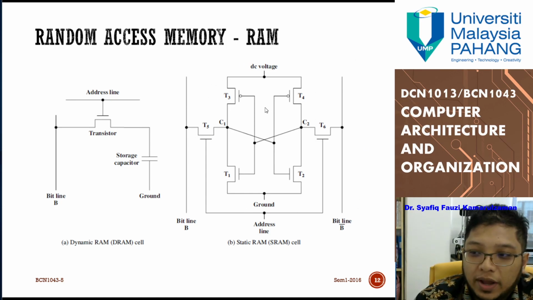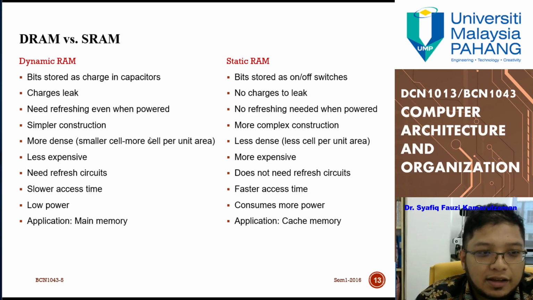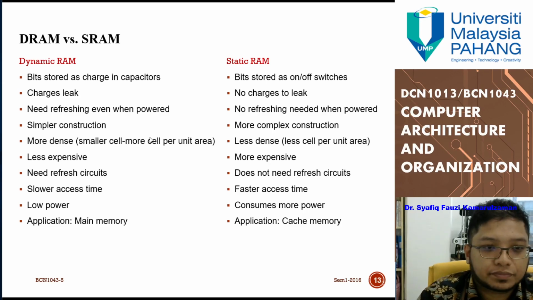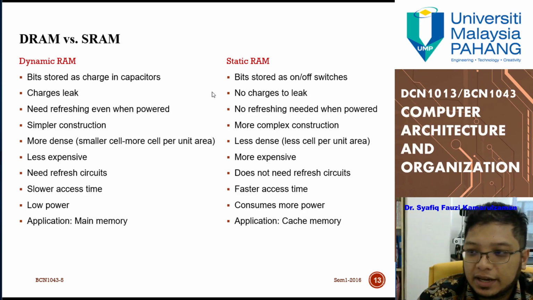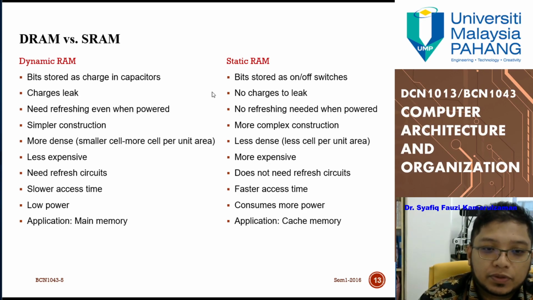In this case, if you look at the static RAM, it looks like it consumes more space than the DRAM. So let's take a look at the characteristics of DRAM and SRAM. Basically, in DRAM the data is stored as charge in a capacitor, whereas in static RAM the data is stored as switches. So this means it doesn't need constant charges for it to retain the data.